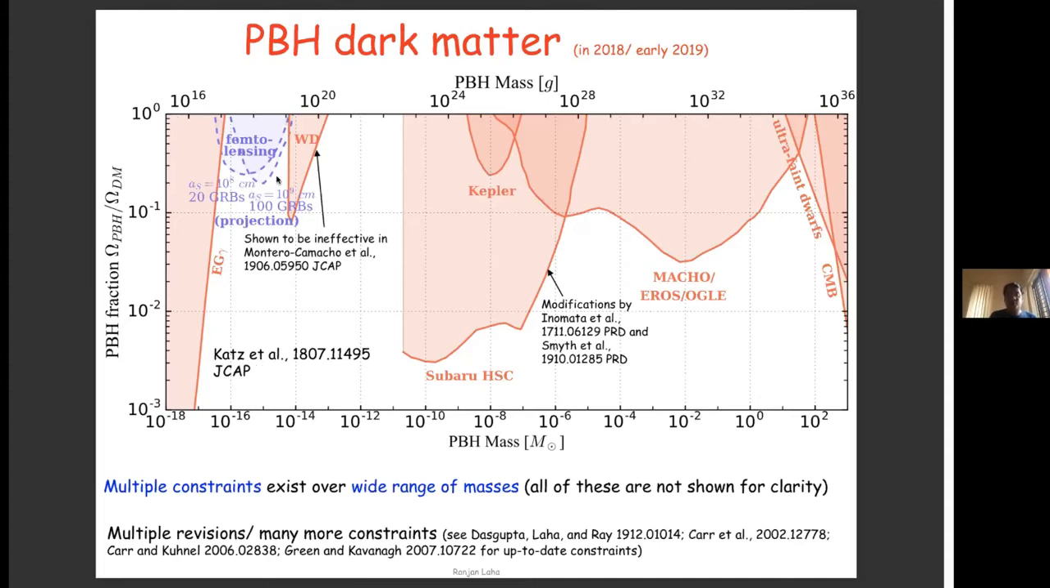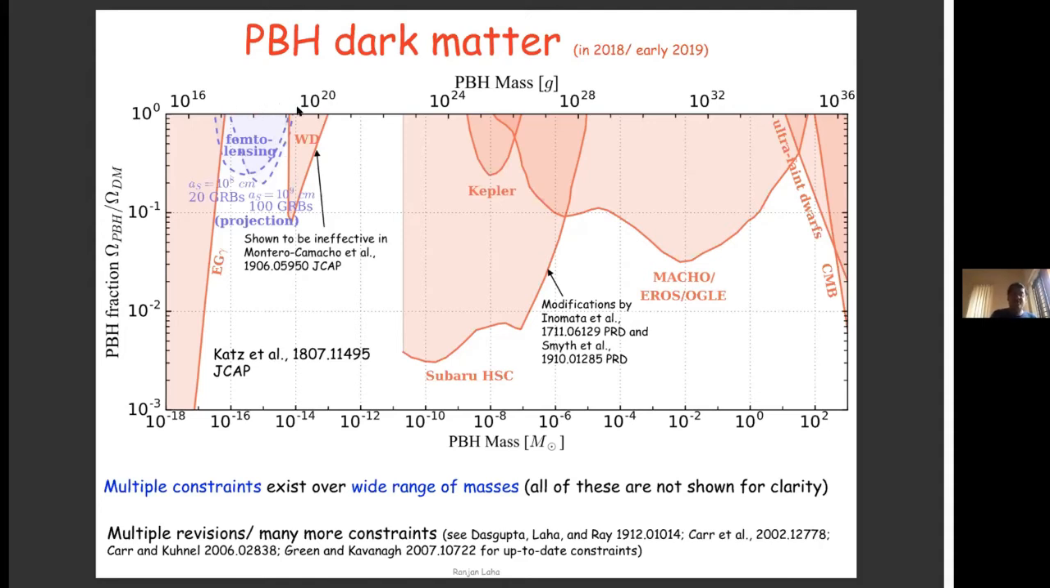What Katz et al. showed is that that paper was overly optimistic, in the sense that they did not take into account wave effects and the finite source size effects properly. And once you take that into account, this constraint goes away. These blue lines are basically their future projected limits. So there's no limit here.